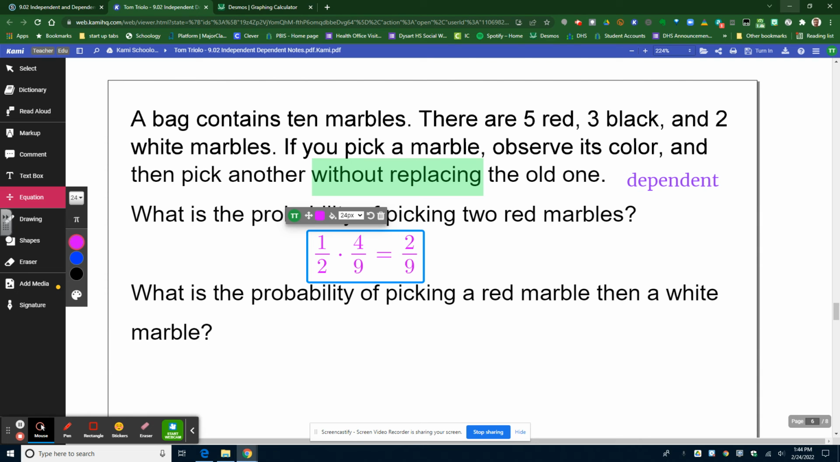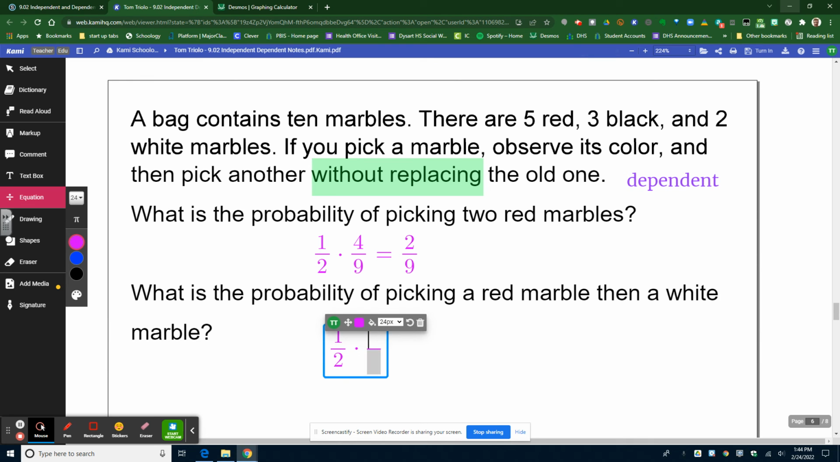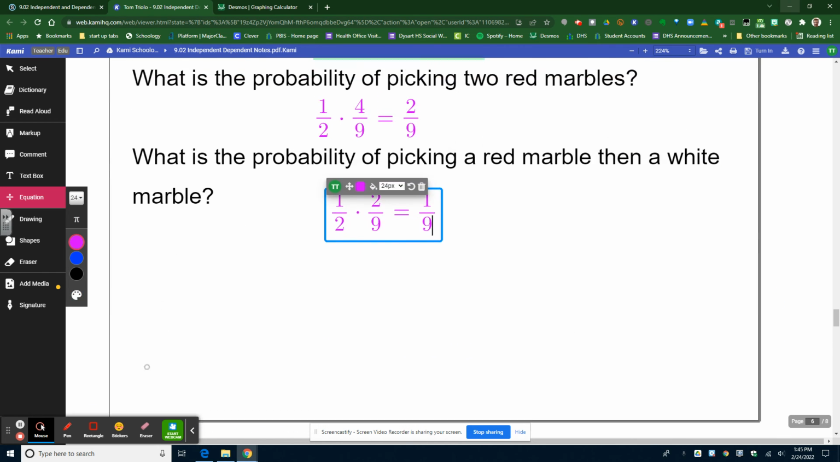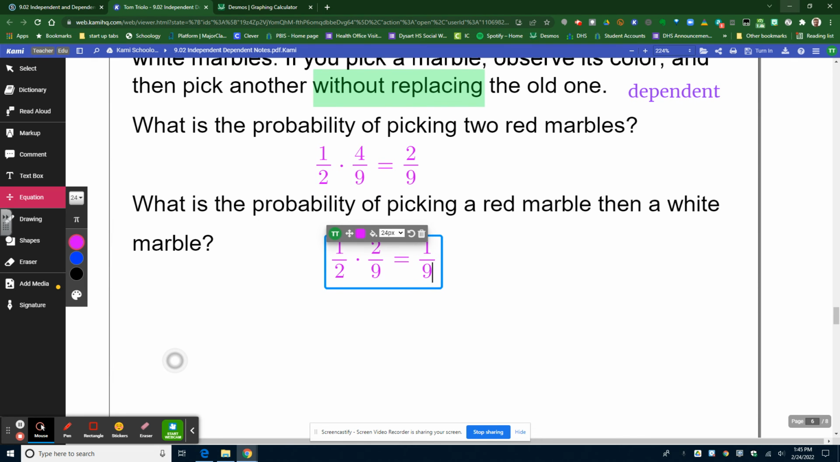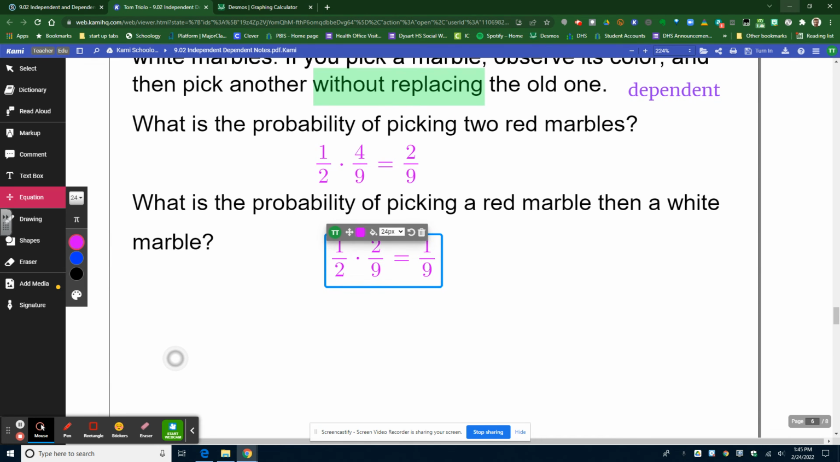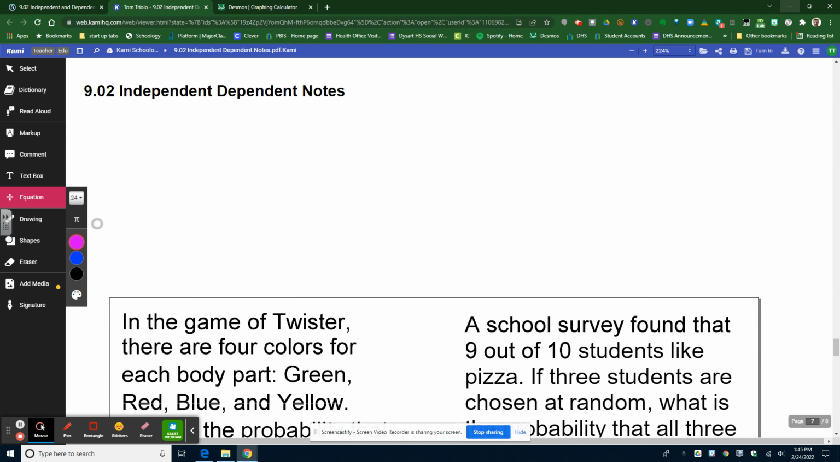Okay. The next one, same start. I still have 9, but this time I'm looking for a white. How many whites are there? Half of 2. So even though I'm picking 2 different colors, it's still half the probability because I got so many reds. Okay. Questions? So half of 4 9s, and then really half of 2 9s. Okay. All right.